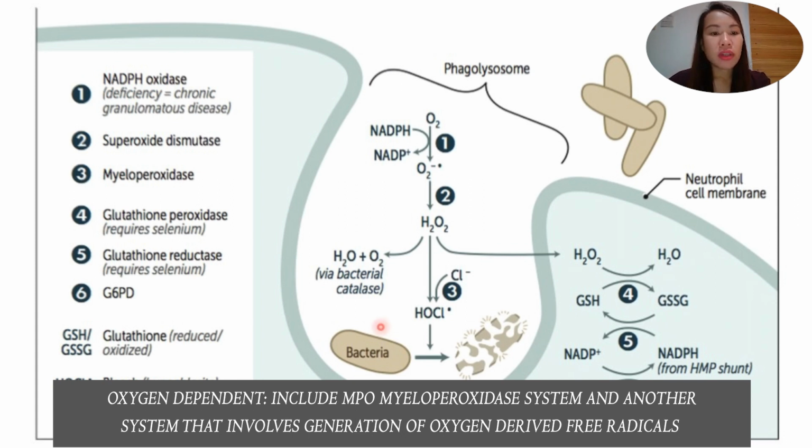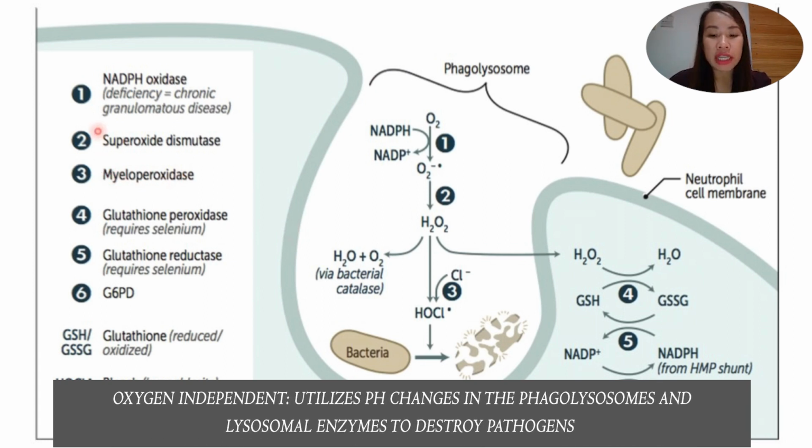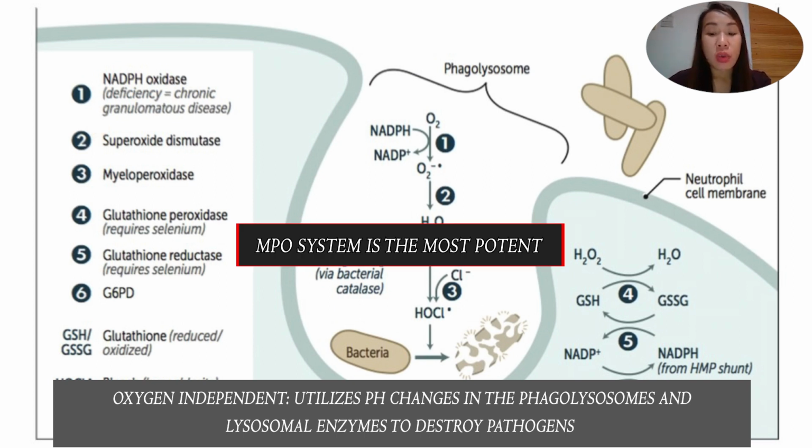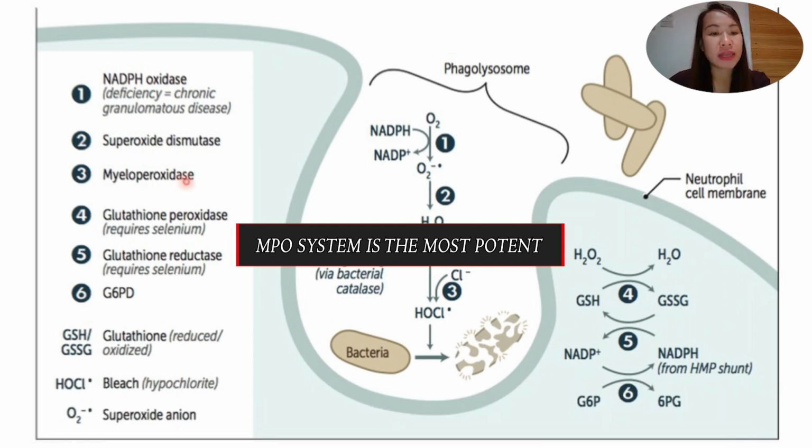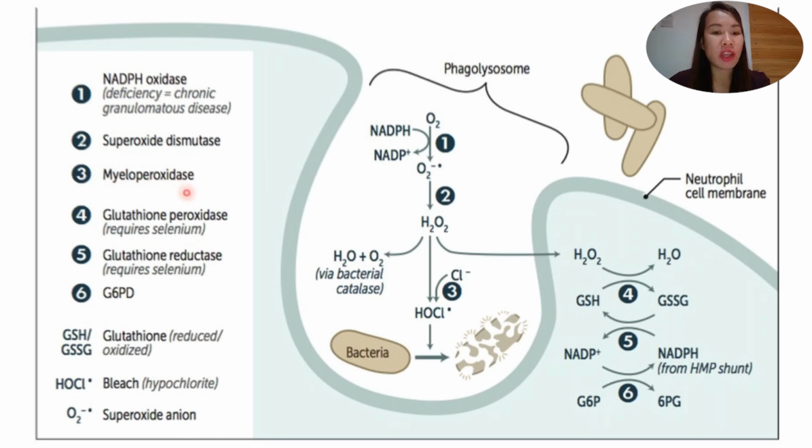When we talk about oxygen-dependent, it uses the myeloperoxidase system and another system that involves generation of oxygen-derived free radicals. That is oxygen-dependent. When we talk about oxygen-independent, class, it utilizes changes in the pH in the phagolysosome and lysosomal enzymes to destroy the pathogen. So the MPO system is the most potent system. MPO is myeloperoxidase, and this is an oxygen-dependent system.